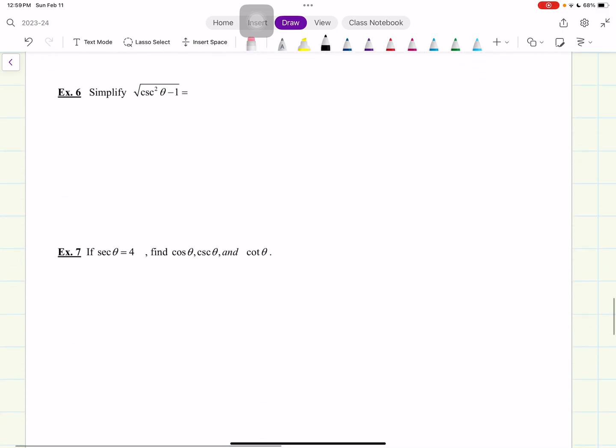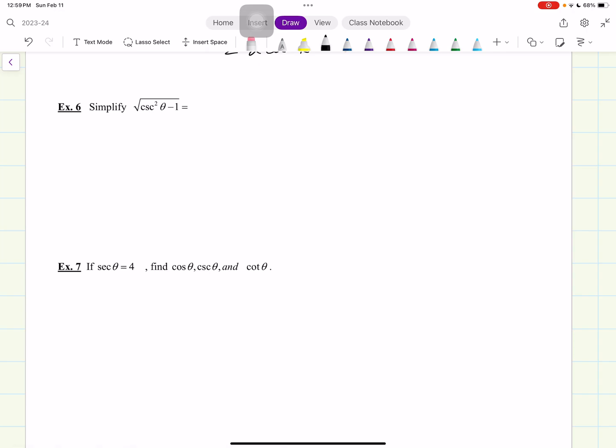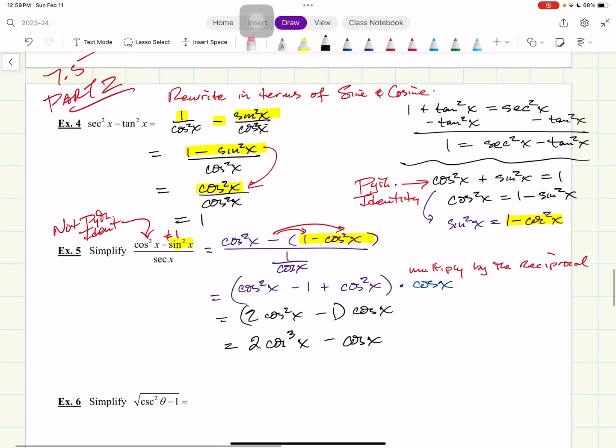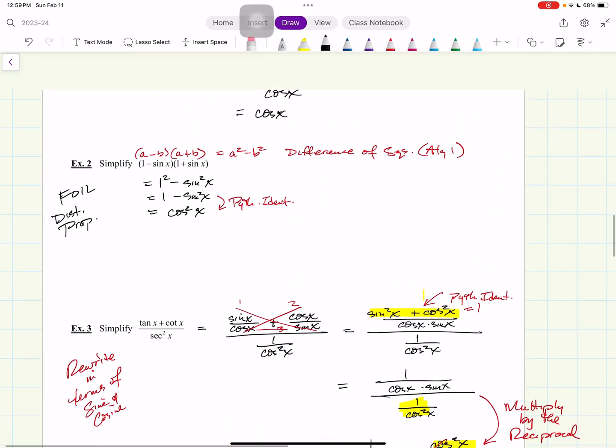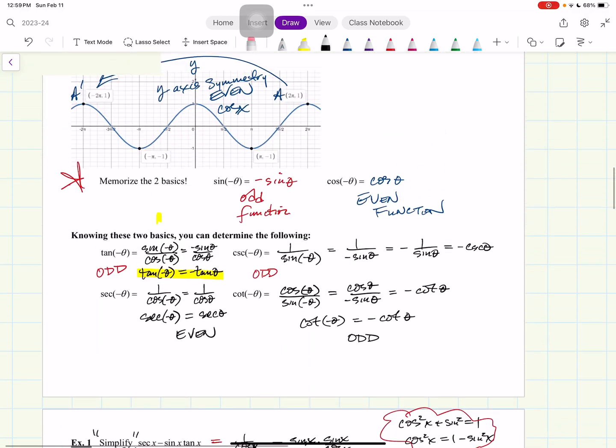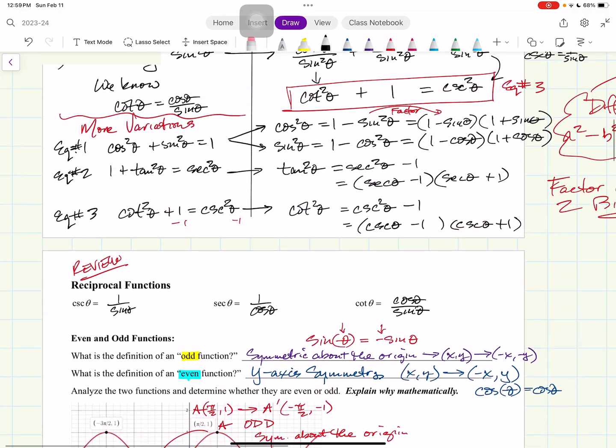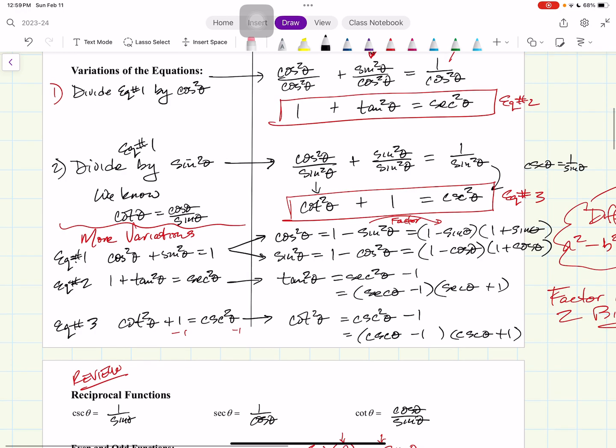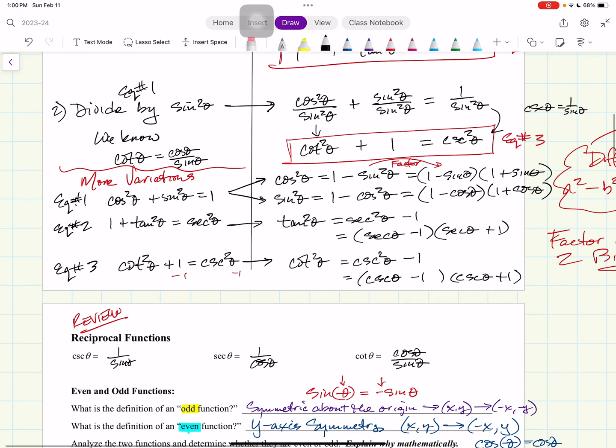Let's move to example 6. Now here, this looks familiar: cosecant squared minus 1. Let's go back to our main identities on the first page. Do we have an identity for that? Oh yeah, we do. Look at this, equation 3: cotangent squared x plus 1 equals cosecant squared x, or theta.